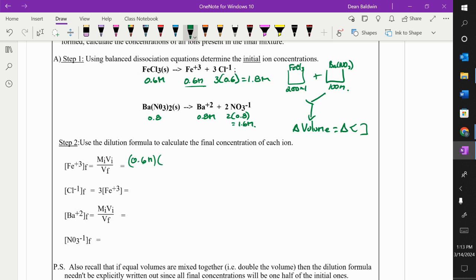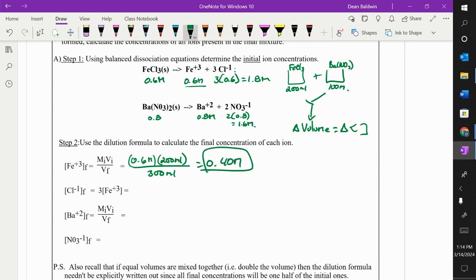200 mL. Now, when you use this formula, it doesn't matter if you put things in liters or mL or whatever, as long as the units are the same. They have to be the same. You can't have liters and milliliters. That's going to blow everything up. As long as they're the same, it doesn't have to be liters because the units all cancel. So 200 mL. What's the final volume? 200 plus 100, 300, right? So 300 mL. So we get a new concentration of 0.40 molar.